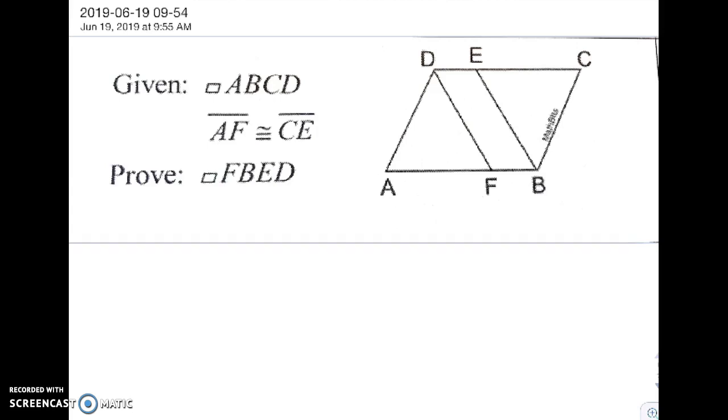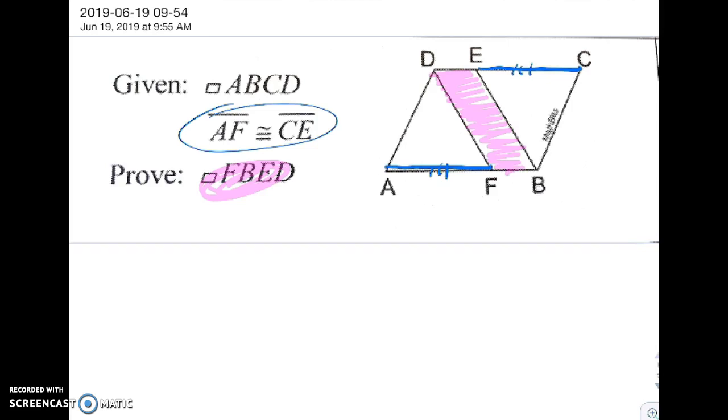They're also telling us that AF is congruent to CE. So this portion right here is congruent to that portion right there, which we ordinarily wouldn't know just by saying it's a parallelogram. It's ultimately asking us to prove that this FBED is a parallelogram in and of itself.